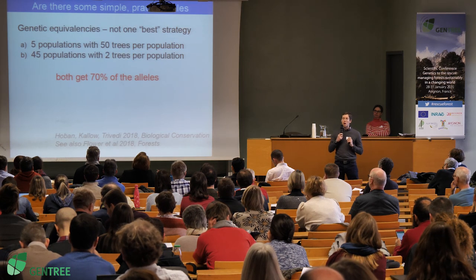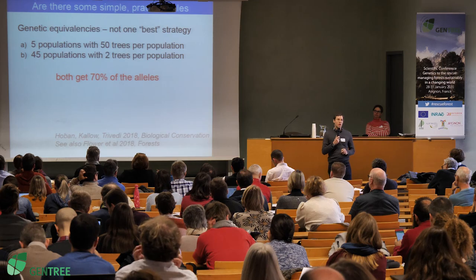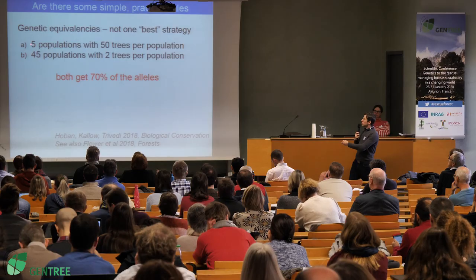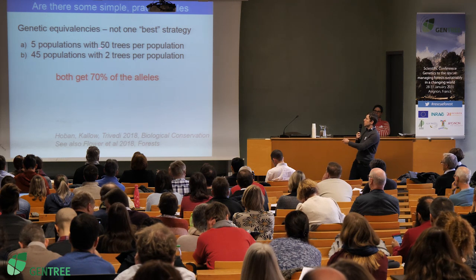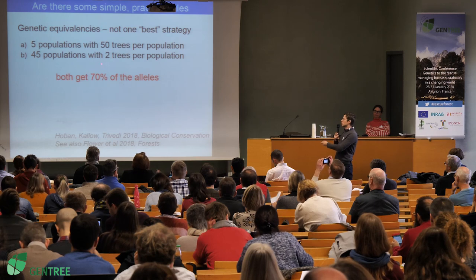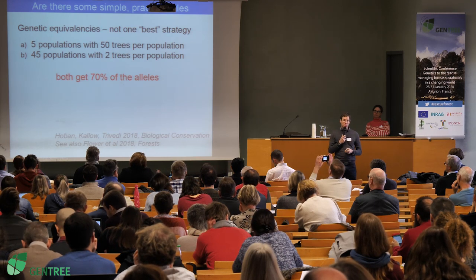The seed collector does not have to choose just one sample design. They can choose from several options. This is from a different study. But you can choose between visiting a few populations with lots of trees per population, or lots of populations with few trees per population, and reach the same genetic goal.